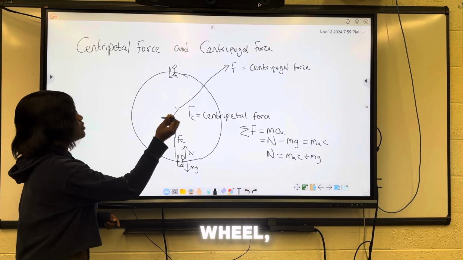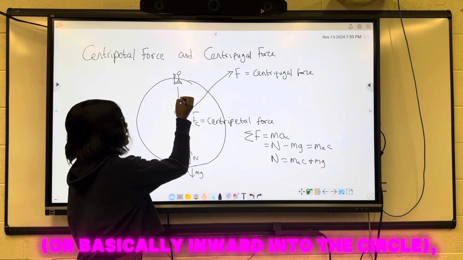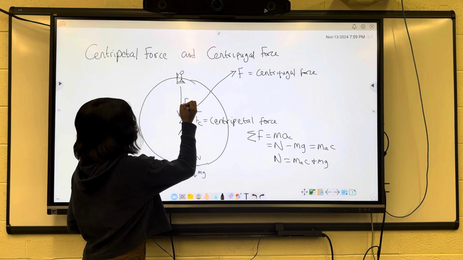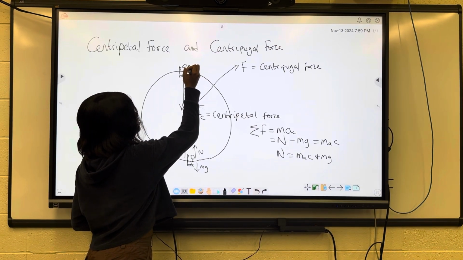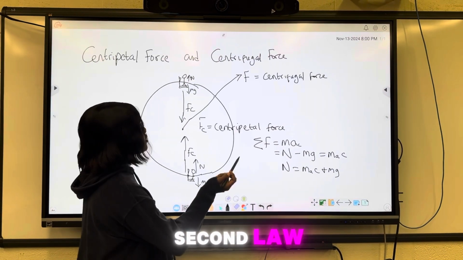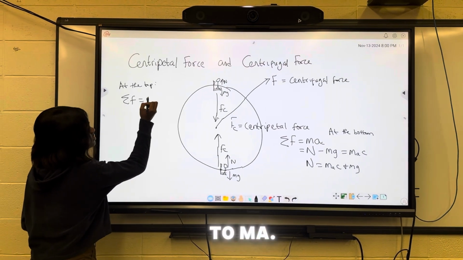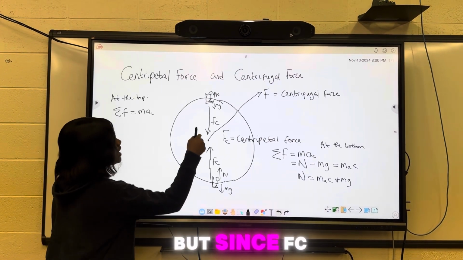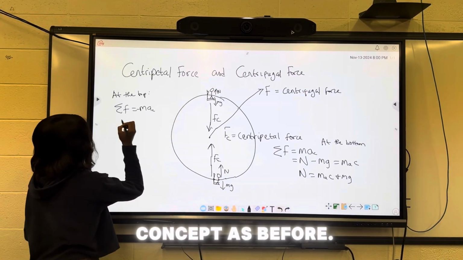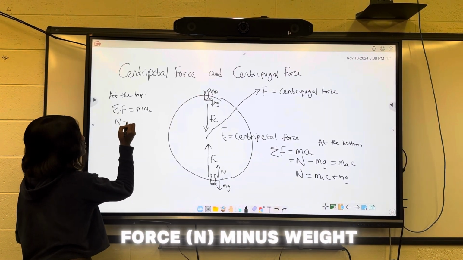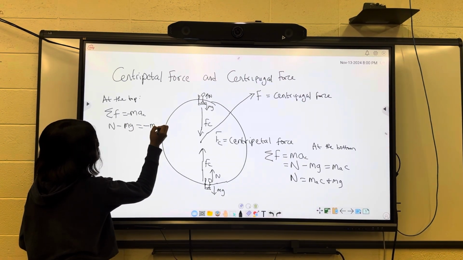At the top of the Ferris wheel, we know that there's the centripetal force. Now the centripetal force will be acting downward, which is still inward in the circle. Then we also have the weight and the normal force. We can still use Newton's second law. At the top, the summation of the forces is equal to mac. But now, since it's down, it's going to be negative. So the summation of the forces is the normal force minus the weight, and that's equal to negative mac.